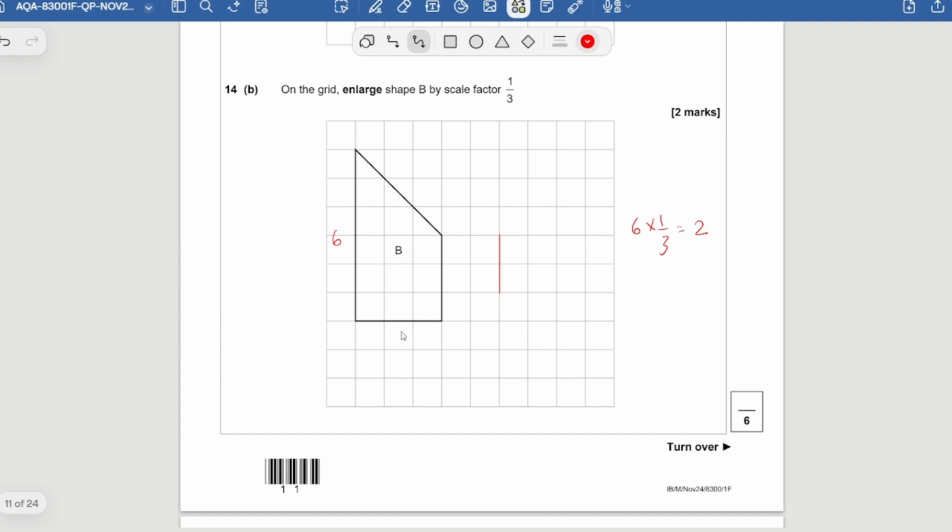And what about this side? It has got 3 units. So 3 times 1/3 is 1. So this is now 1 unit. So if you times this by a scale factor of 1/3, it's 1 unit now. And again, this side is 3 units, so it will be 1 unit. And then I join them. So this shape is the enlargement of shape B, which has undergone a scale factor of 1/3.